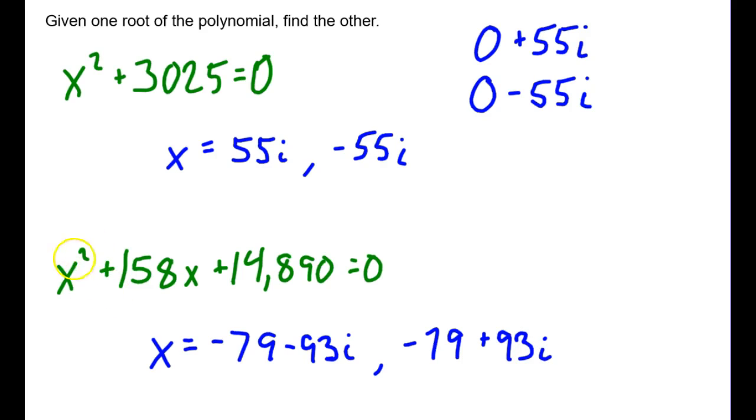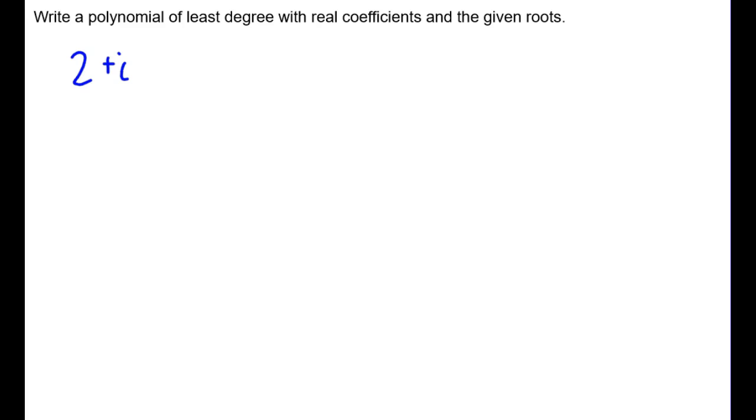We started with a quadratic, so we know there are two solutions, and we have both solutions. So again, the complex conjugate theorem: as long as we have a polynomial with real number coefficients, if we have one solution that is a complex number, there must be a conjugate that will also be a solution. In this last example, we want to write a polynomial of least degree with real coefficients and the given roots.